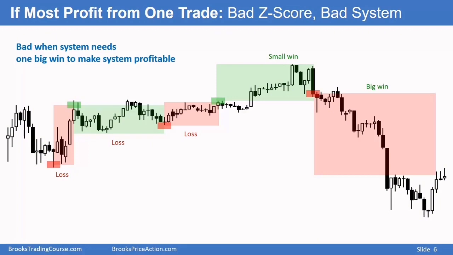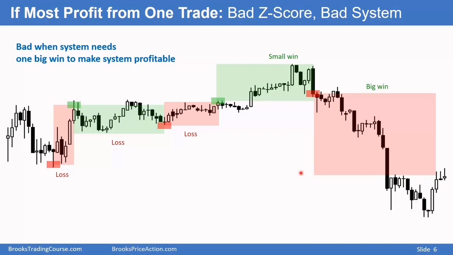Any system that needs one big win to make the system profitable is a bad system. There are many brokerage firms that allow you to design and test systems. A very important part when you analyze the results of your system is to pay attention to whether or not most of the profit comes from a single trade or 2 or 3 trades. If you need 1 or 2 big trades for the system to be profitable, it's a bad system and you should not trade it. Even though when you look at the results, it'll say that you made money in the system. You may even have made a lot of money in the system. But if it all comes from a single trade, your risk of ruin is very high.